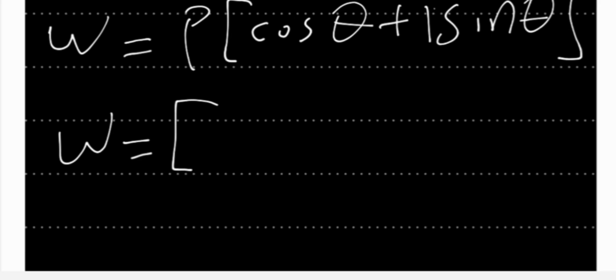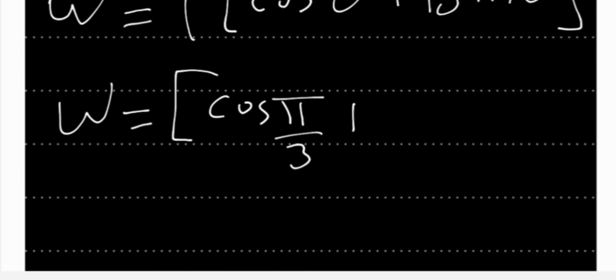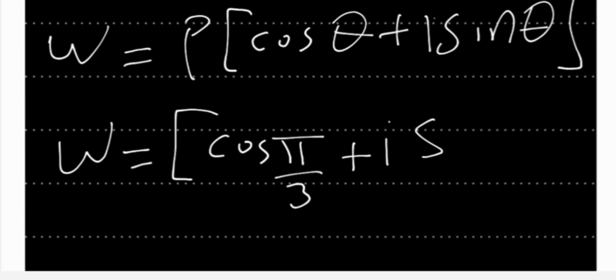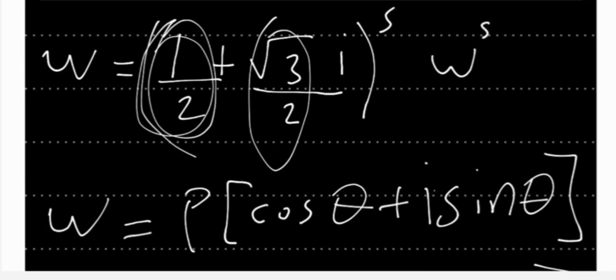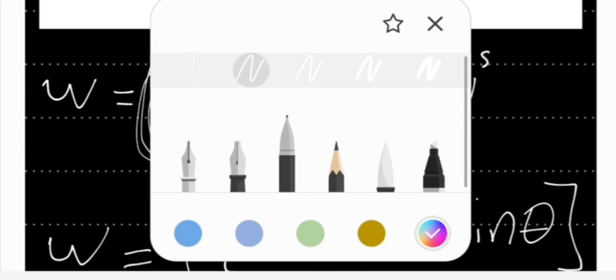Look, cosine of pi divided by 3, or 60 degrees. Okay, this is 60 degrees. Cosine of pi divided by 3 is 1/2, plus i sine of pi divided by 3. Why? Because sine of pi divided by 3 is square root of 3 over 2. Okay, so this is what he is asking us.